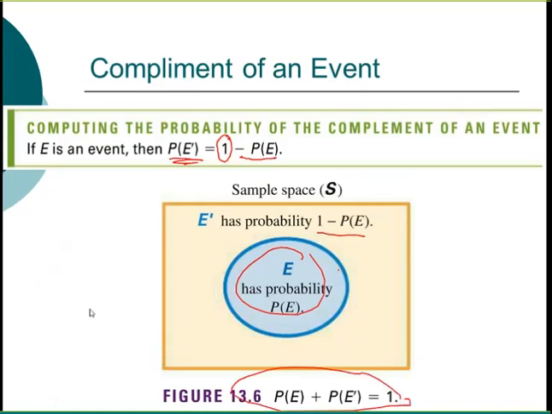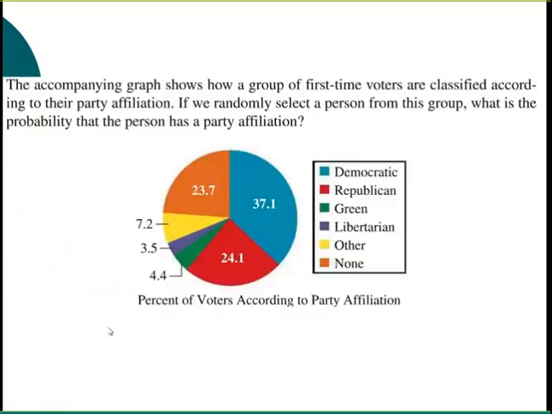So in other words, if the odds of me flipping a coin and getting heads are 50%, the leftover amount of getting not heads would be 50%. If I added that up, I'd get 100%. Very basic example, but there it is.